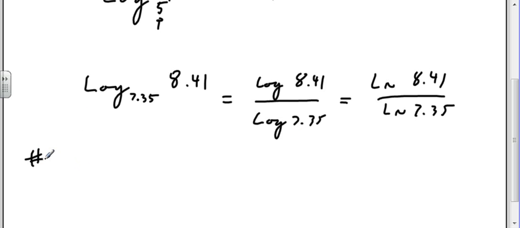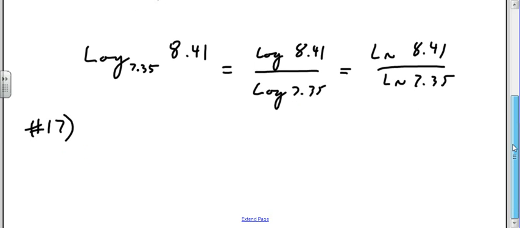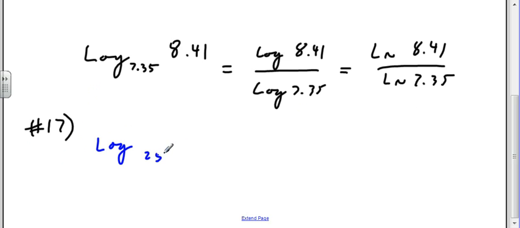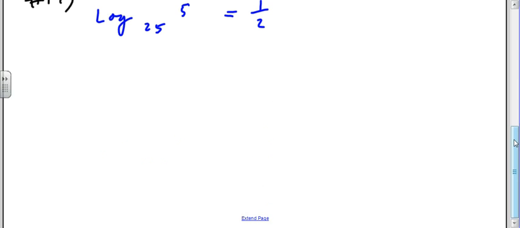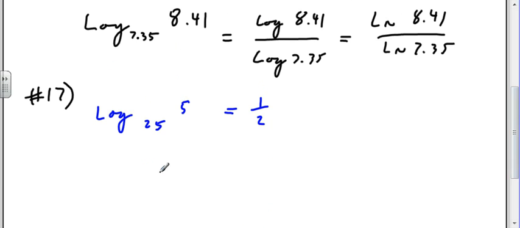Okay, so number 17. I have log base 25 of 5 is 1/2. All right, so that I'd end up with 25 to the 1/2 is equal to 5. Yeah, the square root of 25 is 5. Yeah, okay, that's fine. So did your calculator say that those guys are the same?